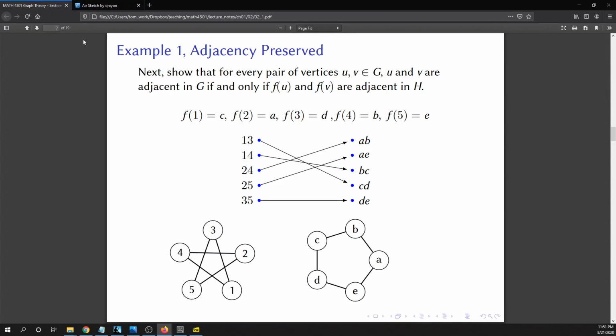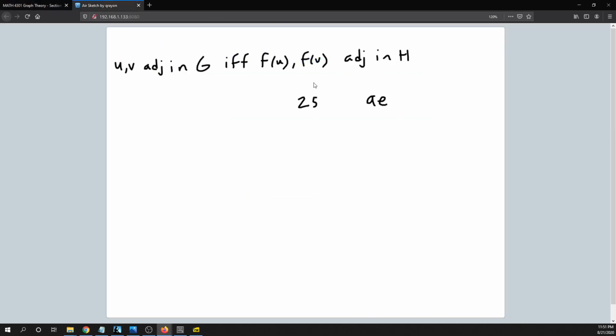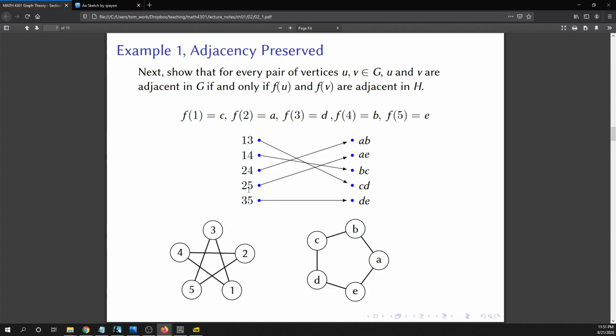Well, looking back at the vertex bijection, to be specific, I can see that 2 maps onto A, and that 5 maps onto E. So AE is adjacent in H. Does that imply that these two are adjacent in G? And sure enough, they are right here. So with that, we're kind of going backwards.